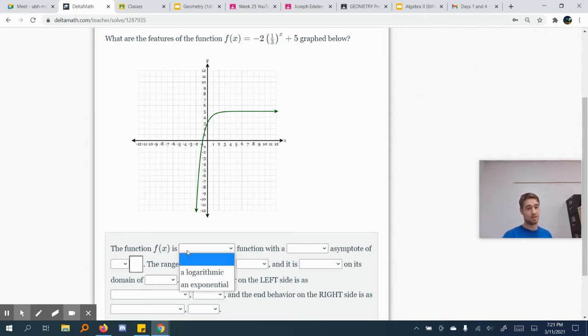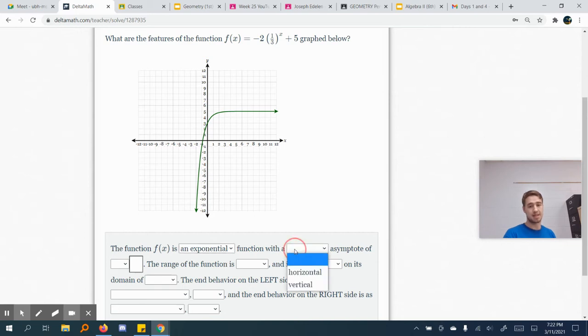The function here is a logarithmic or an exponential function. Now, the way we can answer that question is, do we have an x in an exponent here? Conveniently, we do. But the other way would be if we had log of x in some form or fashion. So clearly this is an exponential because x is in the exponent.